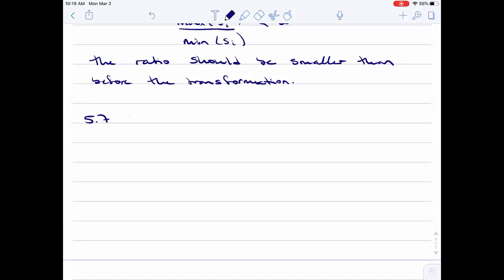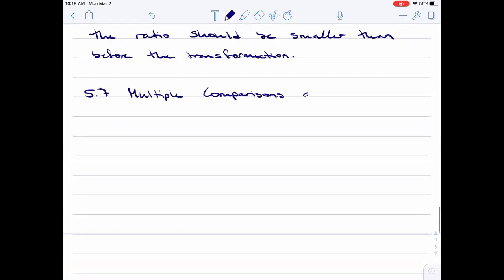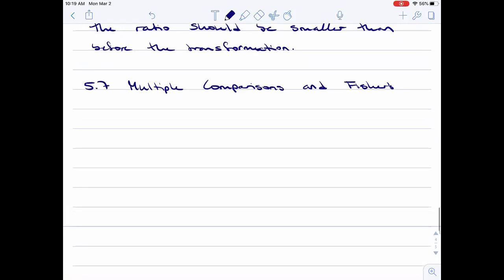So 5.7 is on multiple comparisons, and Fisher's least significant difference, which we'll abbreviate LSD.